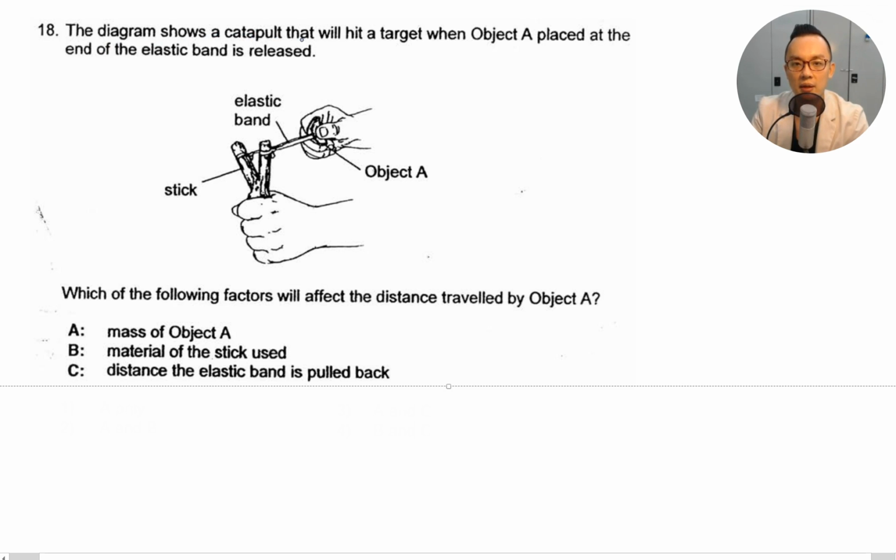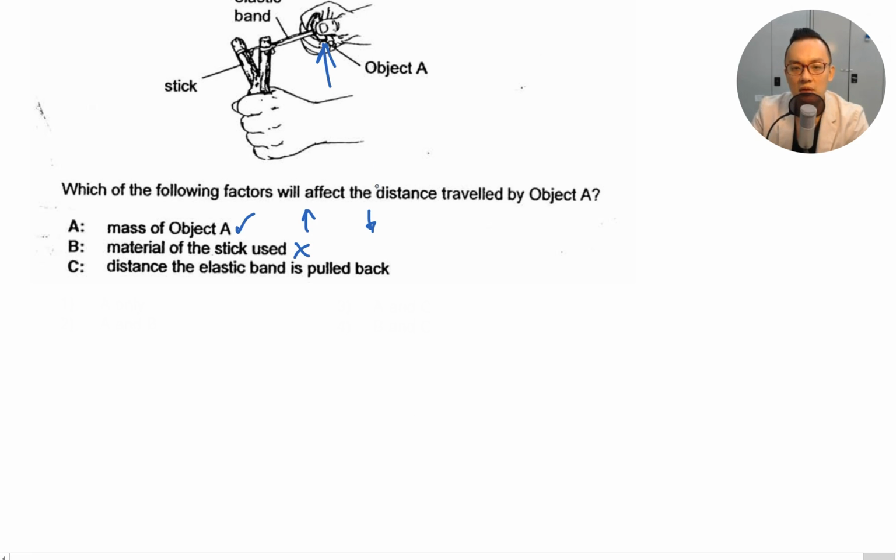The diagram shows a catapult that will hit a target when object A, placed at the end of the elastic band, is released. So this is object A over here. Which of the following factors will affect the distance traveled by object A? Mass of object A, yes. So the greater the mass, the shorter the distance, because there will be more gravitational force acting on it. Material of the stick used. So this is not true, because if it's made of plastic or metal, it doesn't really matter, just as long as it's stiff enough to withstand the force of the elastic band. So it doesn't matter whether it's plastic or metal or wood.